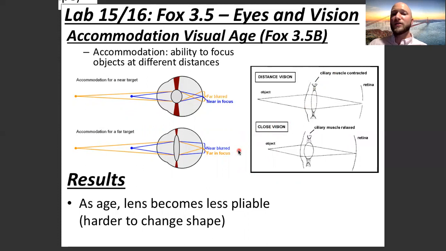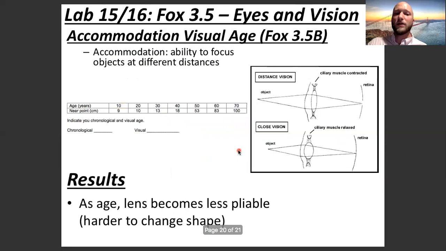As you age, your lens becomes less pliable. You can't change its shape as easily. So your ability to focus on things close to your eyes diminishes. You know how, like my dad, when we go to a restaurant and it's got tiny letters, he has to hold the menu 2 feet away from his head or 3 feet away if he doesn't have his glasses. It's because his lens is not pliable enough to focus on things close to his eyes.